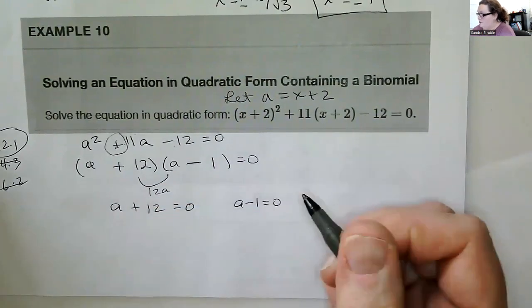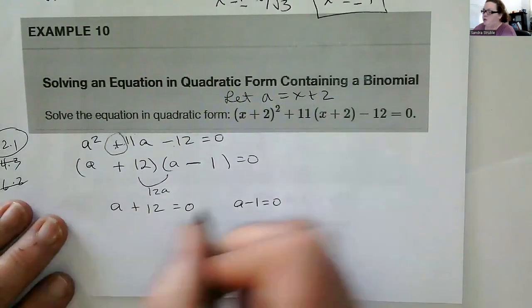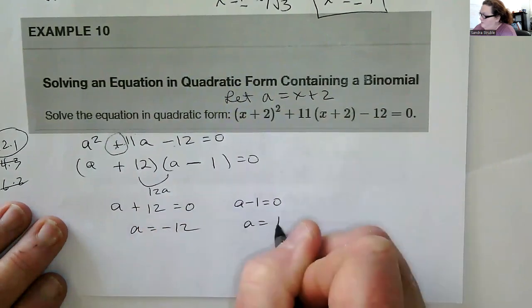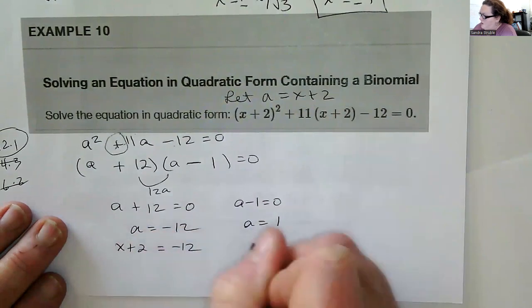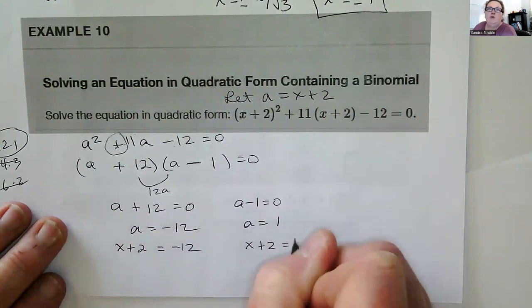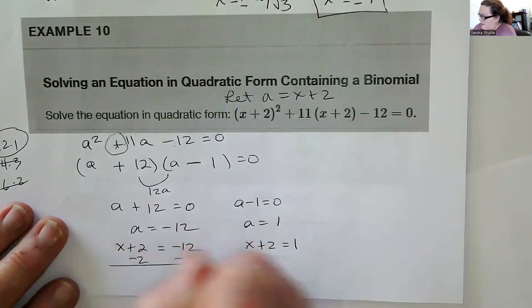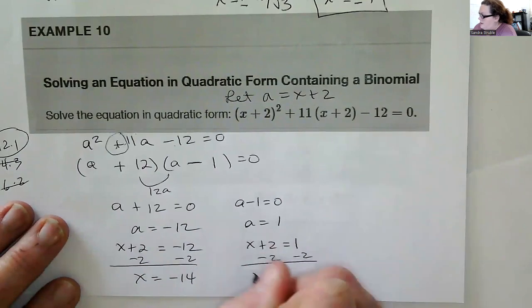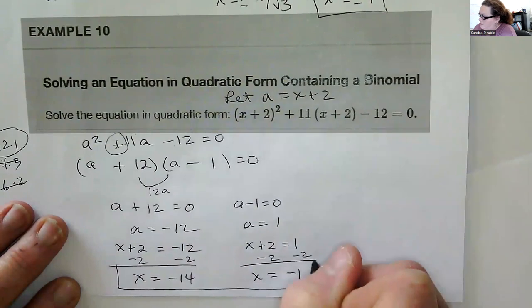Or at that point, you can substitute back your x plus 2, but we'll do that here in a second. Let's just go ahead and finish this out. A is equal to negative 12, and A is equal to 1. So now I'm going to put x plus 2 is equal to negative 12, and x plus 2 is equal to 1, and solve for my x's. Minus 2, x is equal to negative 14, minus 2, x is equal to negative 1. There are my two terms.